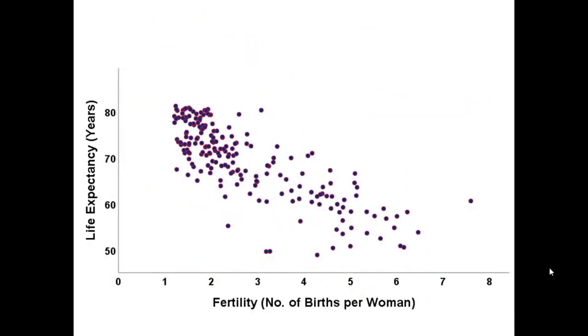Now, this is a scatter plot showing the relationship of fertility to life expectancy in about 100 countries. Each dot represents a different country, or we could say an individual country. The x-axis represents fertility, which is the average number of times each woman in the country gives birth. The y-axis represents life expectancy, the number of years on average that the people in this country live.